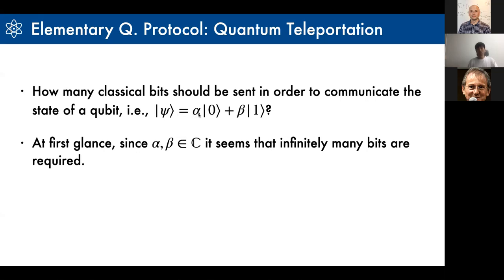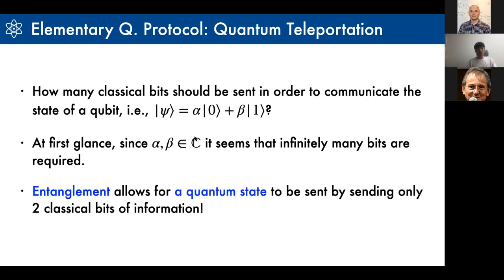First, because you know this alpha and beta are complex numbers, and if we really want to communicate what alpha and beta are in infinite precision, it seems that we need to communicate infinitely many bits to communicate an arbitrary quantum state. Okay, but again, in this scenario, entanglement helps.